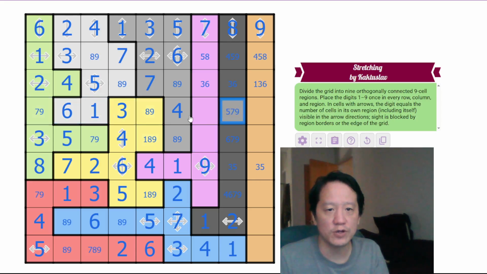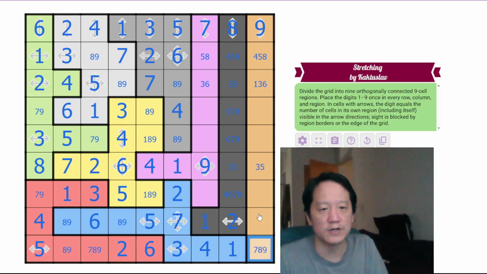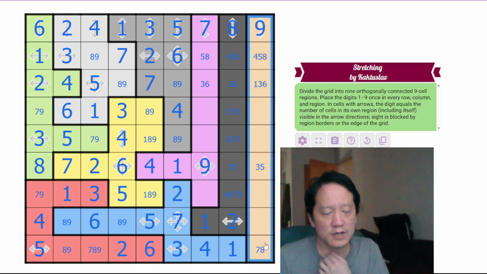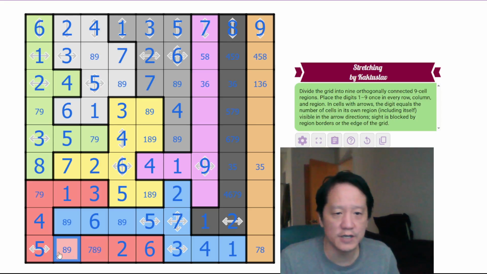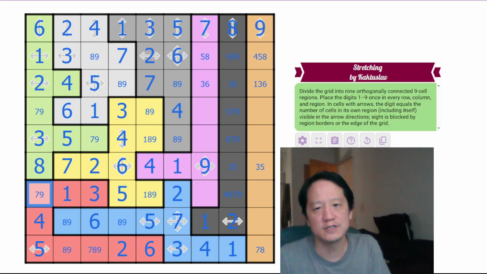No 3 or 4 here because of 3 or 4 in the row. This has to be 7, 8, or 9. But it cannot be 9 because of 9 in the column. So where's 9 in row 9? It must be one of these two cells, which eliminates 9 from the rest of the region. This can't be 9. It's 7, which makes this 9, which makes that 7.